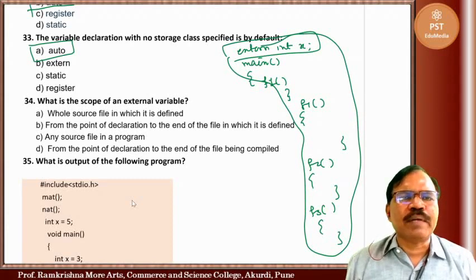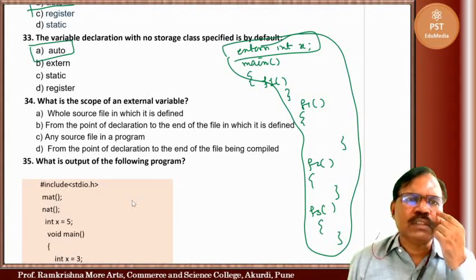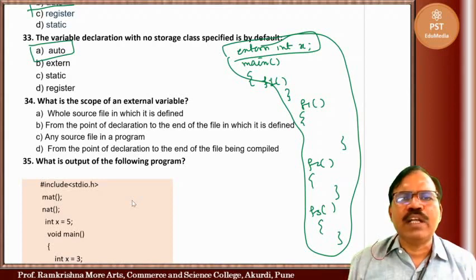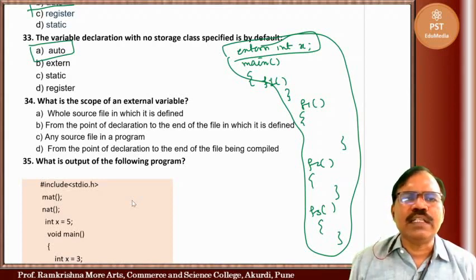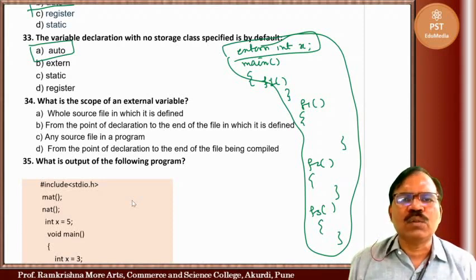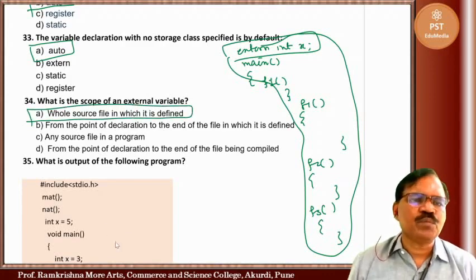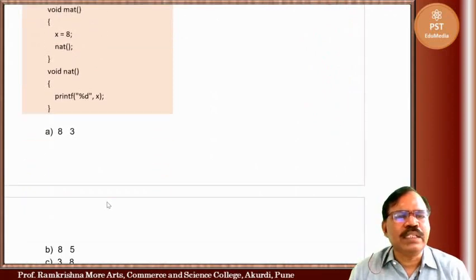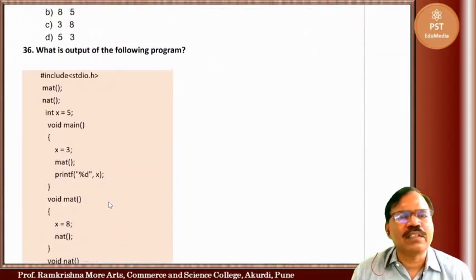The whole source file in which it is defined, from the point of declaration to the end of the file. Any source file in the program, from the point of declaration to the end of the file, is the whole source file in which it is defined. Now we will see two programs and then we will stop here.